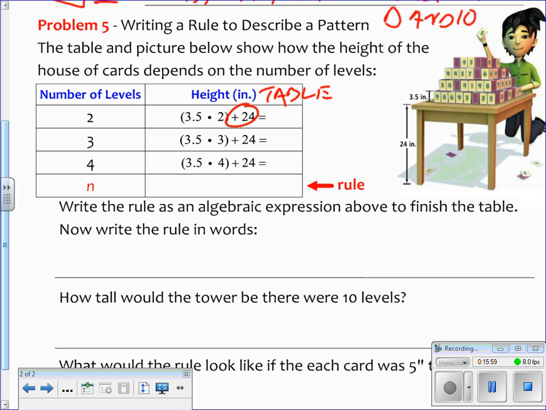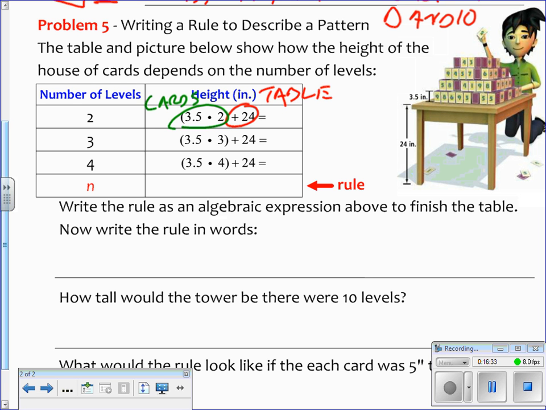I'm the youngest. Okay. But the 3.5 times 2, 3.5 times 3, 3.5 times 4, this is for the cards, how tall the cards are. 3.5, the height of one card, times how many levels I have. So I got one level, it's 3.5 plus the 24. 2 levels, 3.5 times 2.